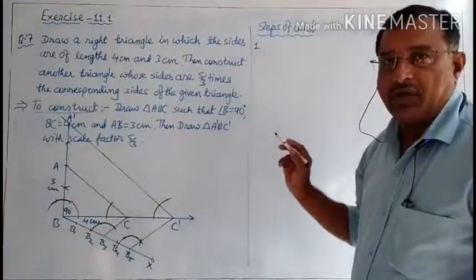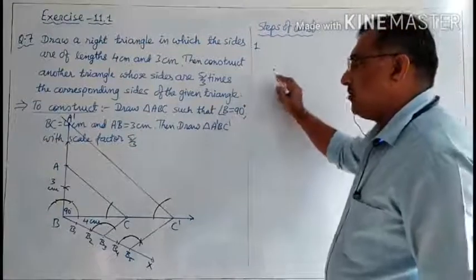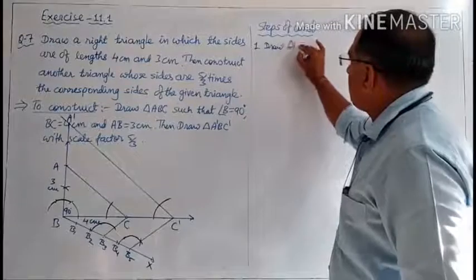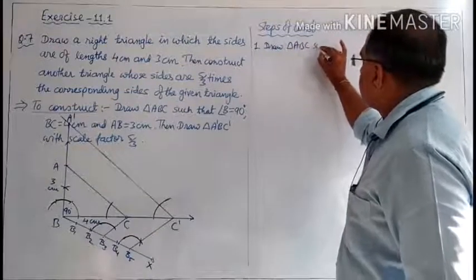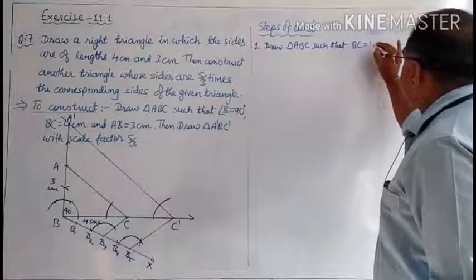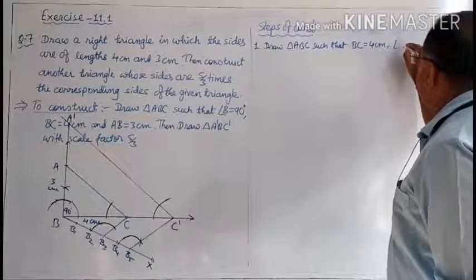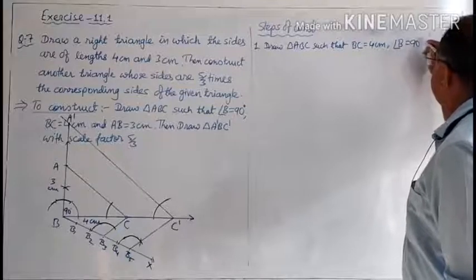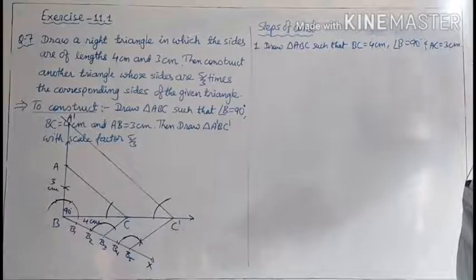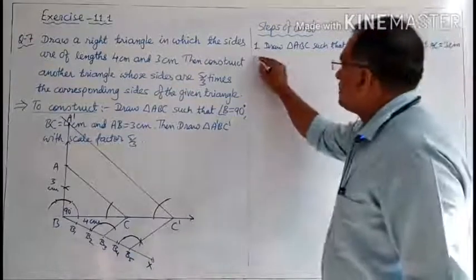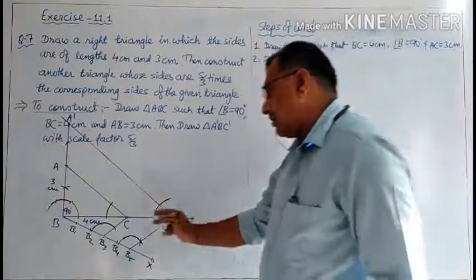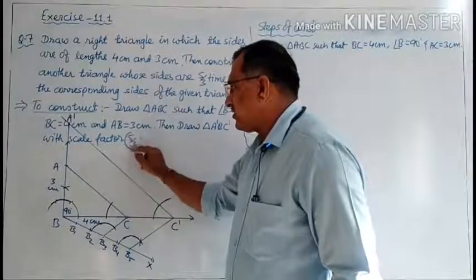We have constructed here one triangle ABC. So draw triangle ABC such that first of all BC is equal to 4 centimeter. Then at B we have constructed 90 degree, and then we have taken AC is equal to 3 centimeter. Such a triangle is constructed. Then second point, we have to draw another triangle here with the scale factor 5 by 3.